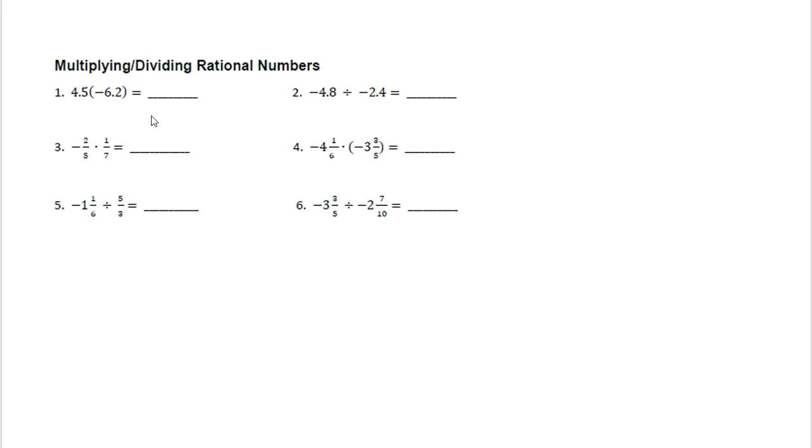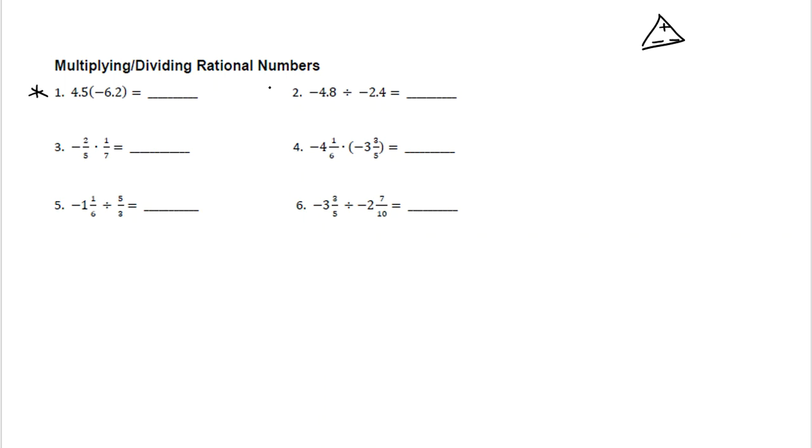Number one, 4.5 times negative 6.2. The thing I was testing here was not the skill of being able to multiply or divide decimals or fractions. That's something that you should already know. The skill I was testing was whether you know how to put the appropriate sign with your answer. Okay, but some of you still did the multiplication or division incorrectly, so we're going to go through each of these.